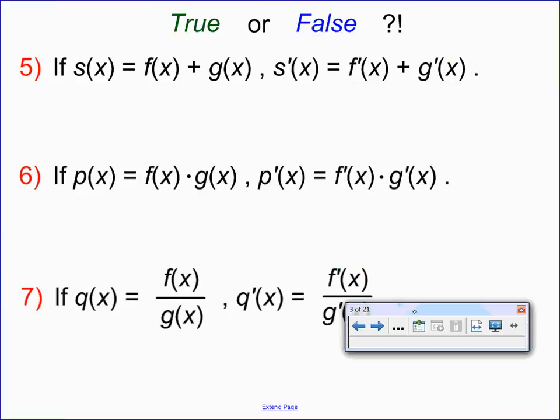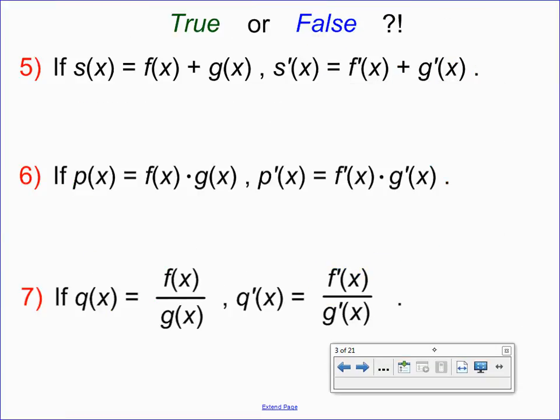Then, true or false? If S of x is given by the sum of f of x plus g of x, then S prime of x equals the sum of the derivatives. That is f prime of x plus g prime of x. Go ahead and turn to someone close to you and decide if that's going to be true or false. Be ready to share with the class.